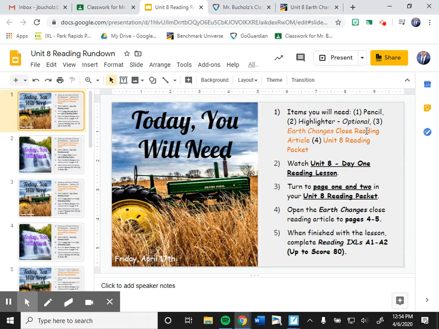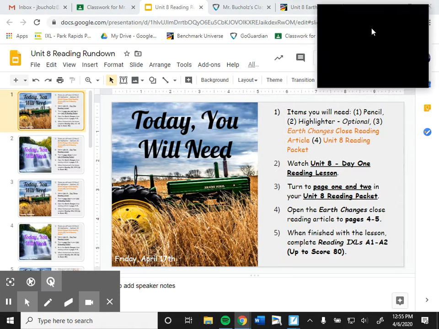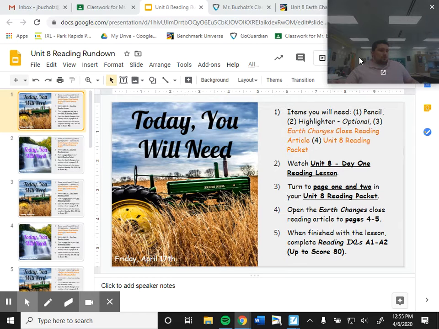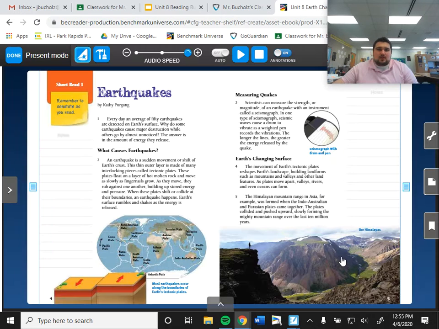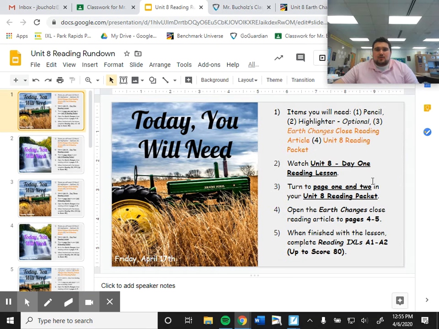So just quickly, I had to add that in there for you. Today we're going to do the day 1 reading lesson. You're going to need pages 1 and 2 in your reading packet, and your Earth Changes close reading article. You're going to need pages 4 and 5, which look something like this, talking about earthquakes. So this is more of a science unit today.